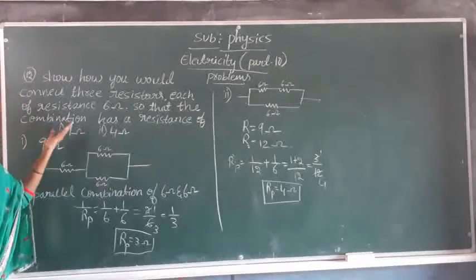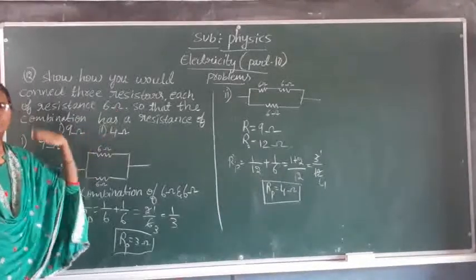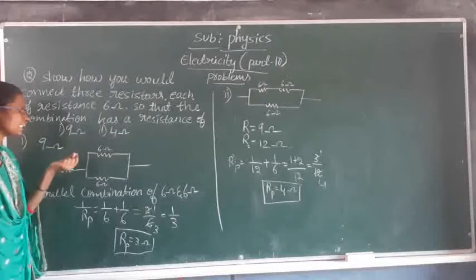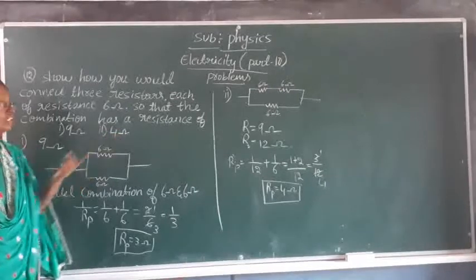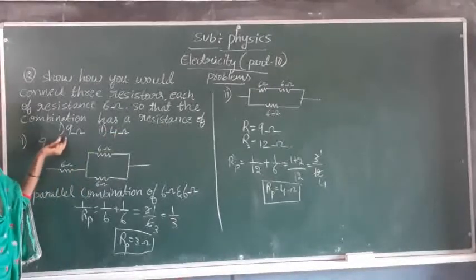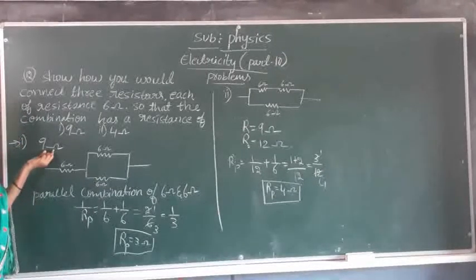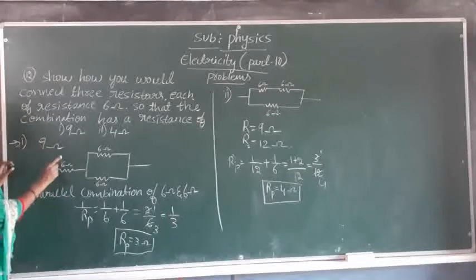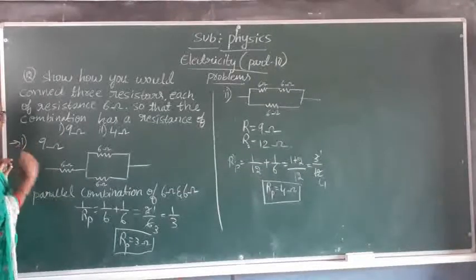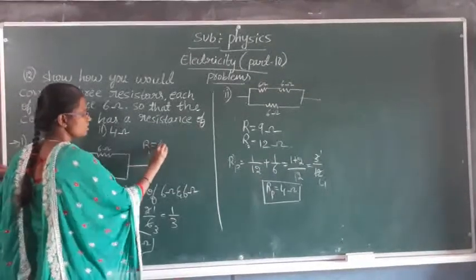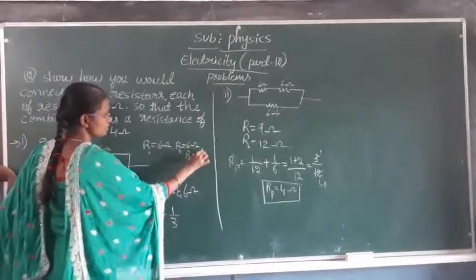So actually we have to understand this problem. Here 3 resistors are there. We have to connect them so that the resultant value is 9 ohm in one case and 4 ohm in another. First we should consider the combination with a resultant of 9 ohm. So here 3 resistors, R1, R2, R3. Consider R1 as 6 ohm, then R2 again 6 ohm, then R3 also 6 ohm.